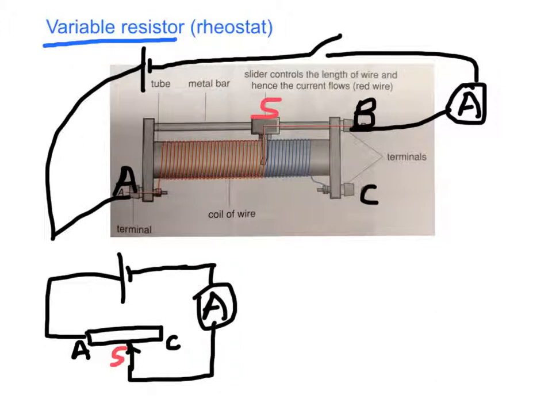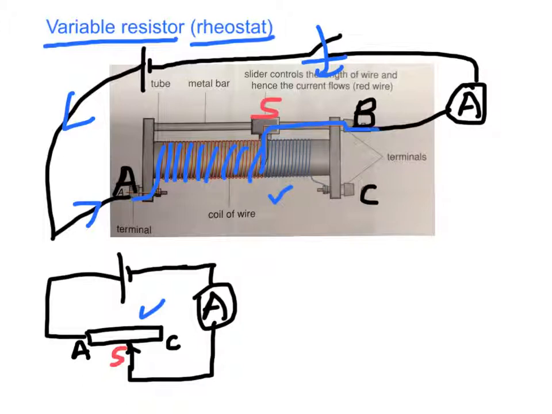Consider a variable resistor, or we say a rheostat. In the figure, the rheostat is connected to a circuit as shown in the circuit diagram here. When the switch is closed, the current flows through the circuit and the ammeter registers a current I.